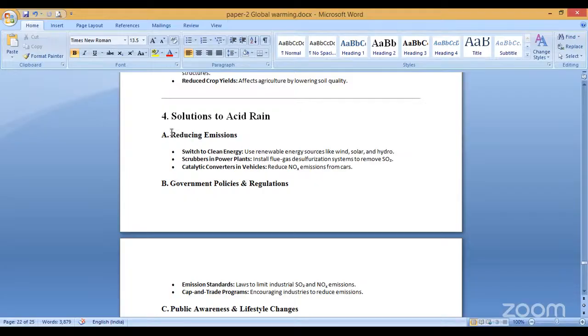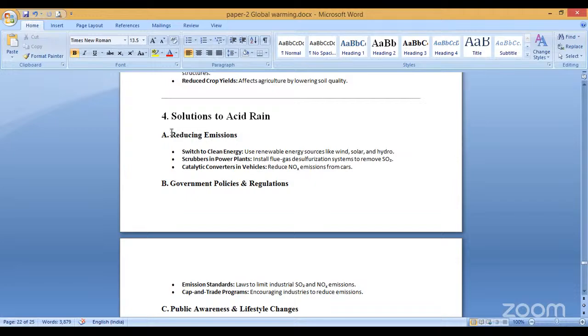Reducing the emissions. Switch to clean energy. Use renewable energy sources like wind, solar, and hydropower. Install scrubbers in power plants.